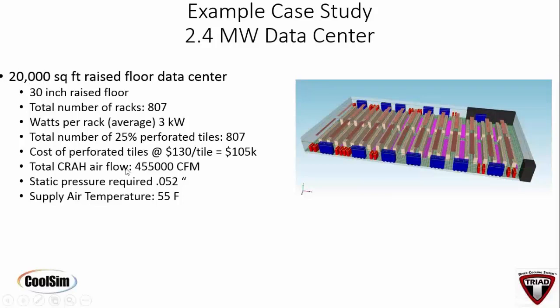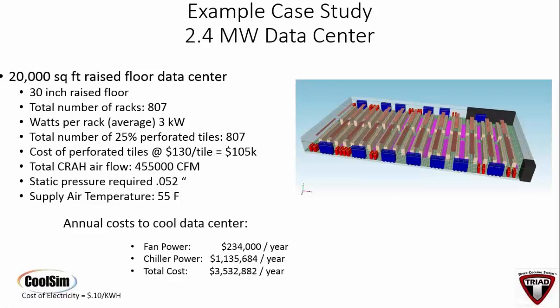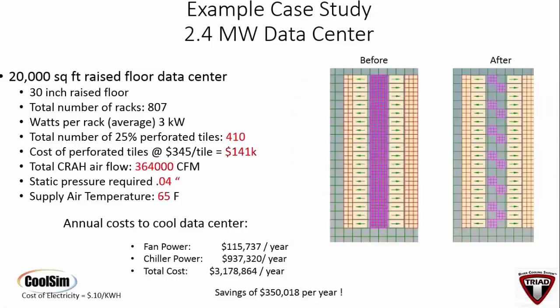Total airflow here is about 500,000 CFM, 455. Static pressure 0.52, air supply temp 55 degrees F. Now the annual cost based on that for fan power and chiller, they're assuming an average COP of about 3.5. Fans, assuming horsepower for the fans to generate that amount of CFM is calculated there, and therefore your total cost to operate for chiller, fan, and IT is about $3.5 million to run.